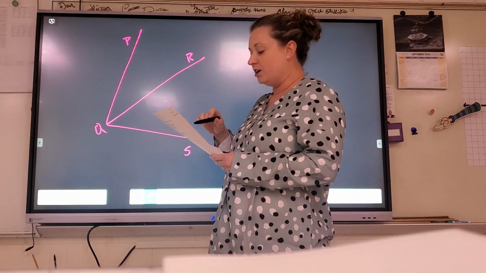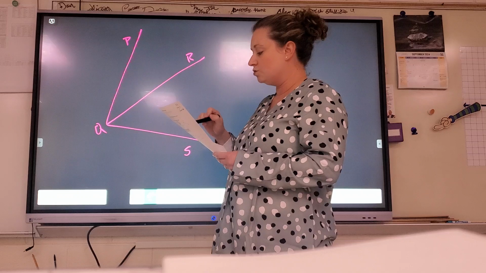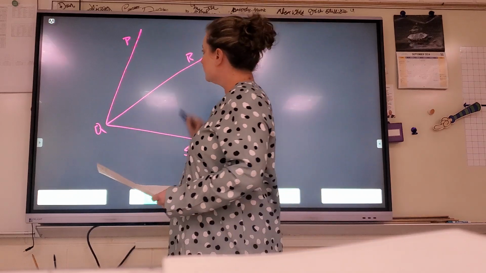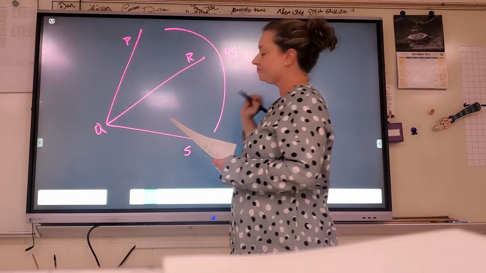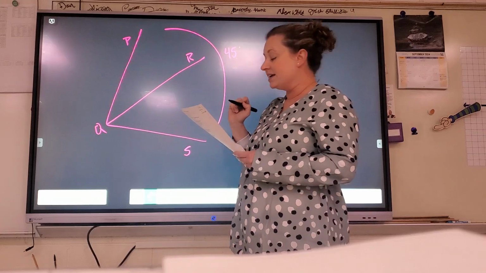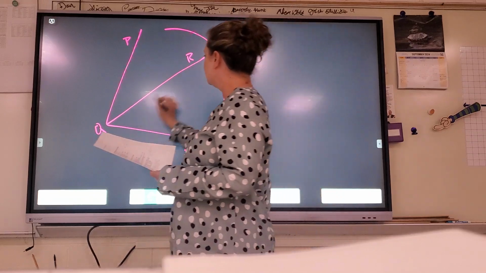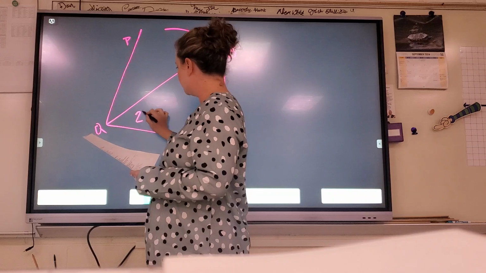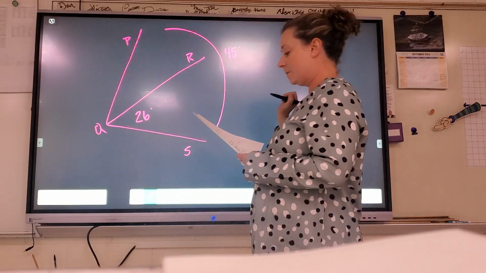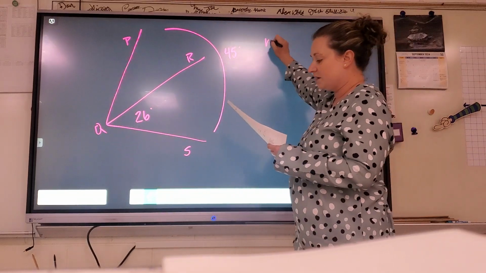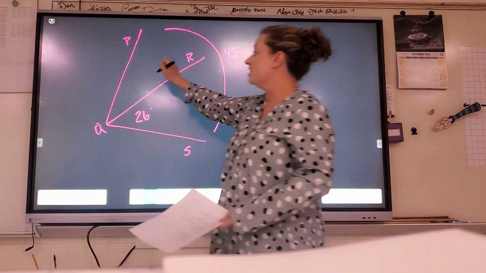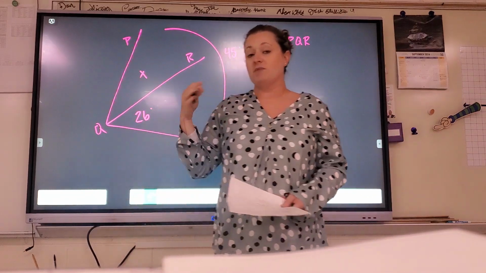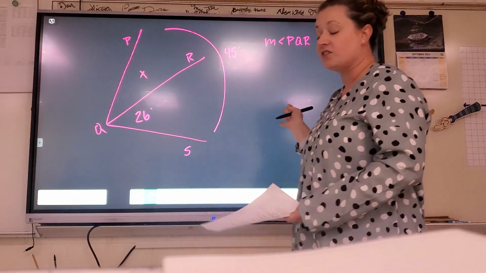Number 2 says angle PQS, so that's the whole thing, is 45. And SQR, this bottom part, is 26. And they want us to find the measure of angle PQR. Well, I don't know what PQR is, and they didn't give me anything for that, so I'm just going to put an x right there.